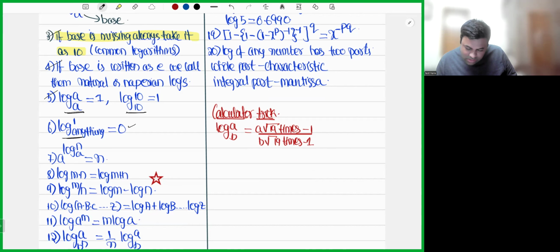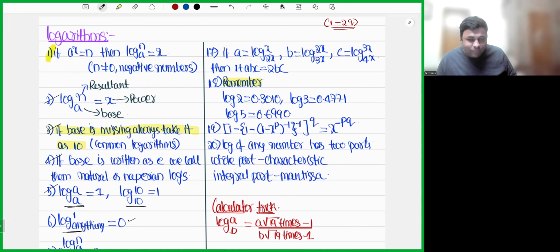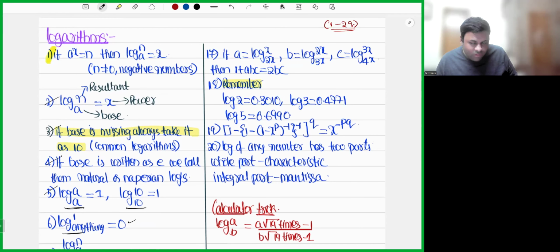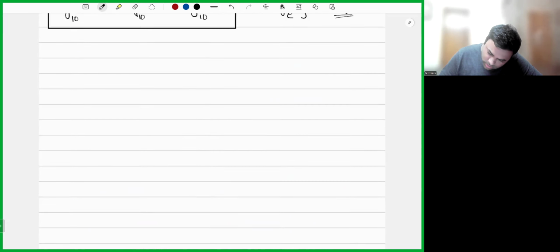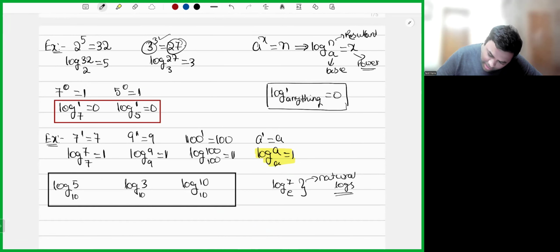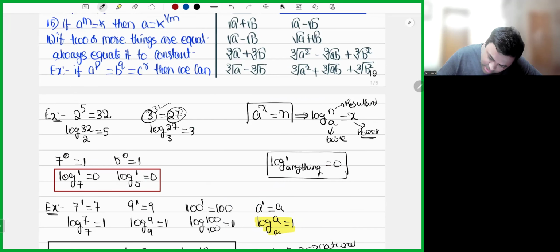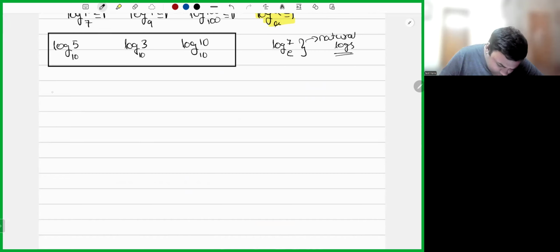Now, my dear friends, we have seen how to convert a value into a logarithm. Then how will you convert log back into a value? Simple. I'll do cross product rule. See here. When a power x is equals to n is there, you wrote log n to the base a is equals to x, right? Now I'll do cross product. A power x is equals to n.